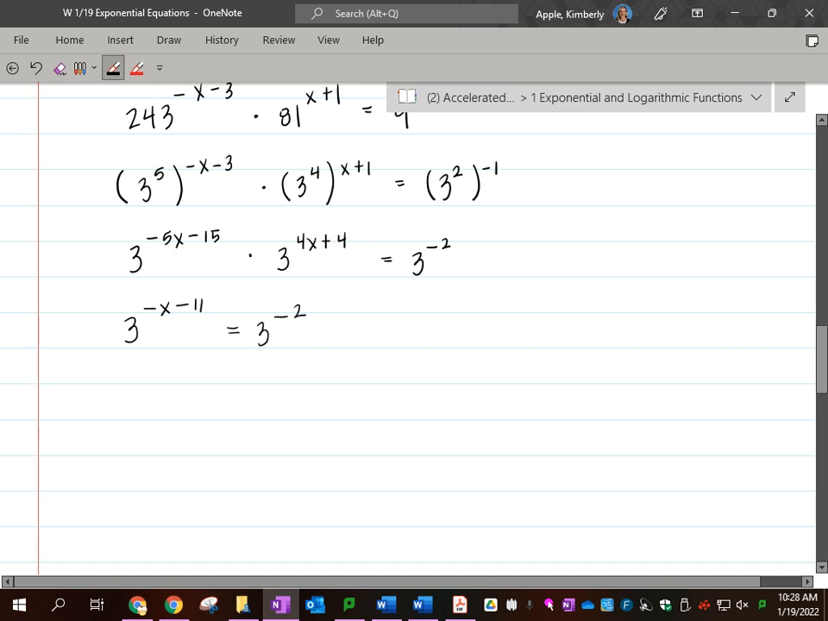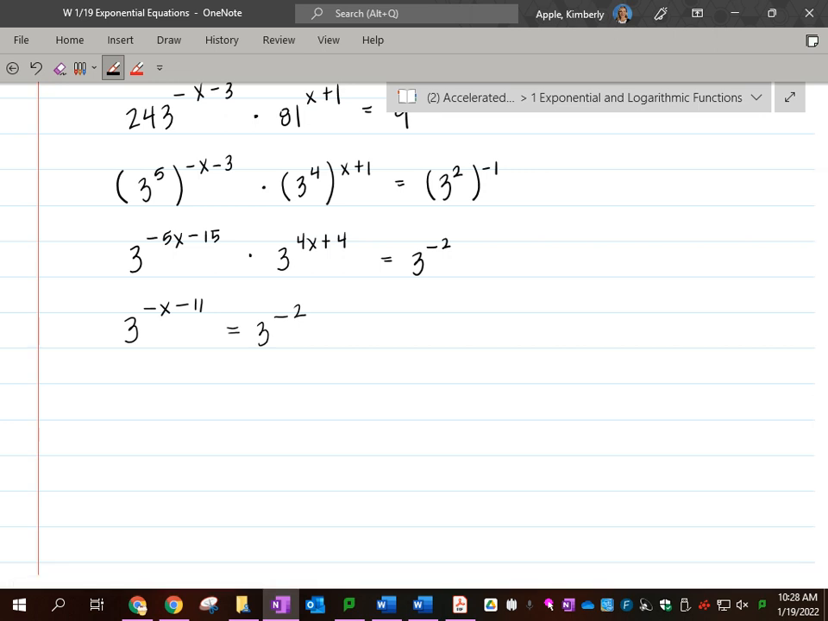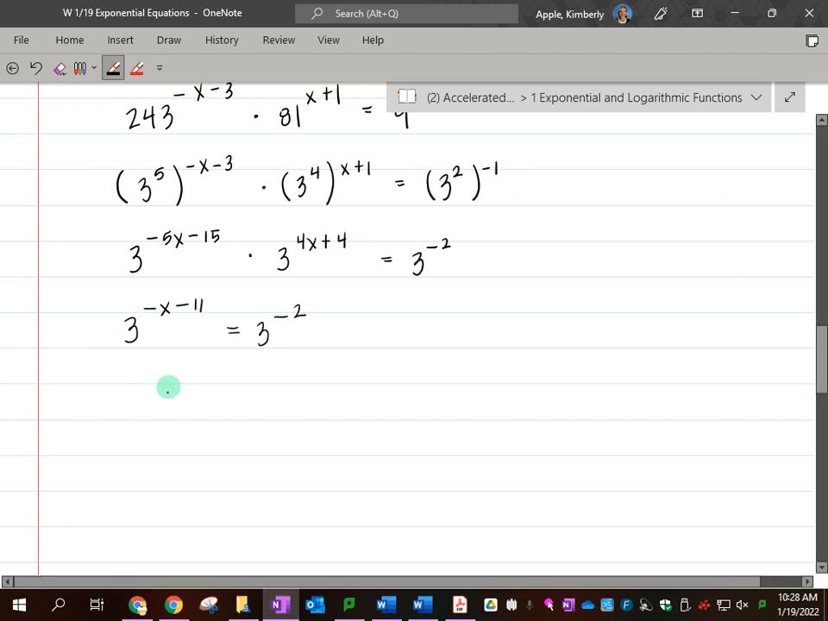So remember the log, we wanted a log equal to a log. Now I want an exponential equal to an exponential. So now we can just drop everything and just do the powers. Add 11 to both sides, you'll end up with 9. Divide by negative 1, negative 9. All right.